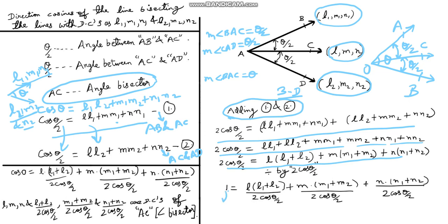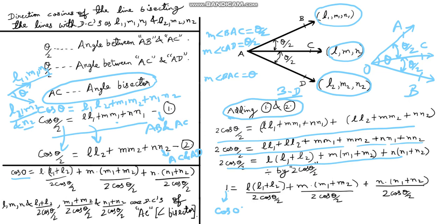Now 1, in terms of trigonometric ratio, can be written as cos of 0 degree. So I have written cos 0 degree on the left hand side, and the right hand side is L into (L1 plus L2) by 2 cos theta by 2, plus M into (M1 plus M2) by 2 cos theta by 2, plus N into (N1 plus N2) by 2 cos theta by 2.